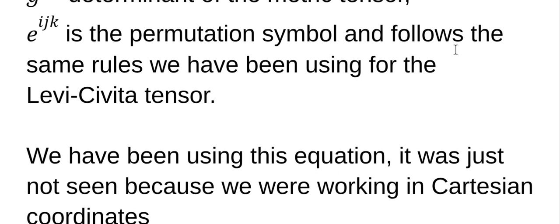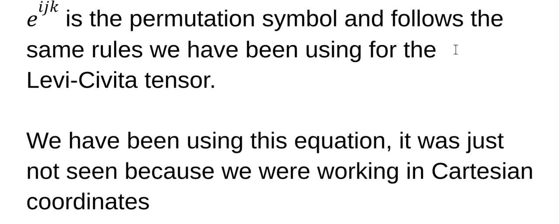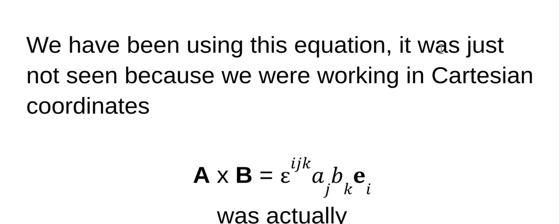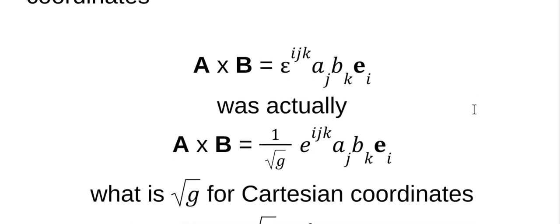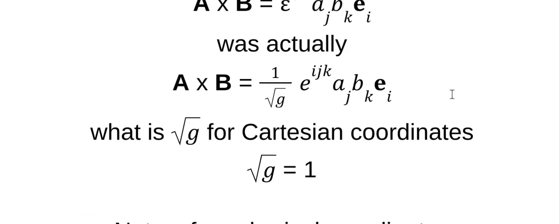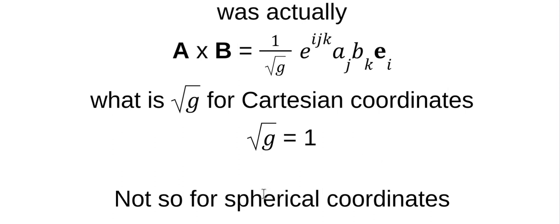Now we've been using this equation. It's just we didn't see it because we were working in Cartesian coordinates. So if we use the actual equation here, what is that in Cartesian coordinates? What's g? The determinant of the metric tensor is 1, and the square root of 1 is 1. So it's been there all along. We just didn't see it. Okay, now that is not true for spherical coordinates.